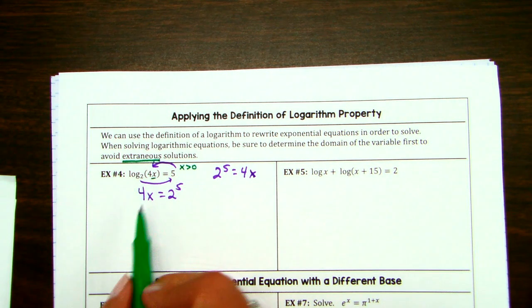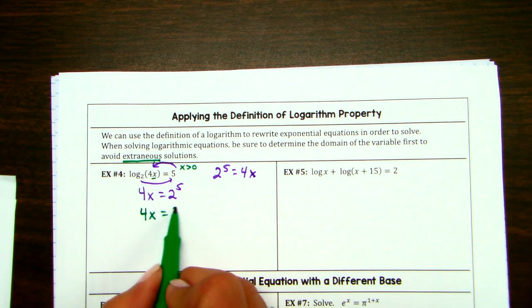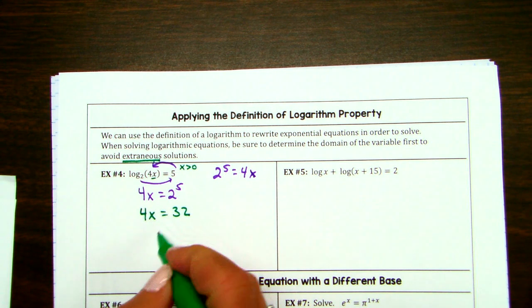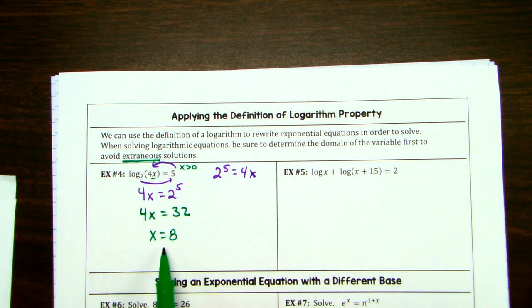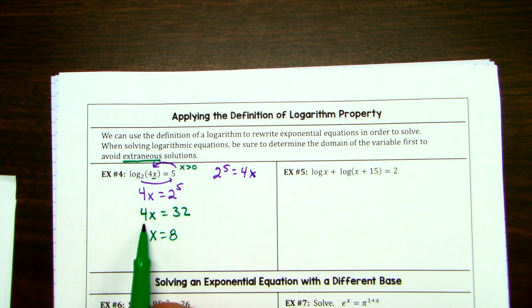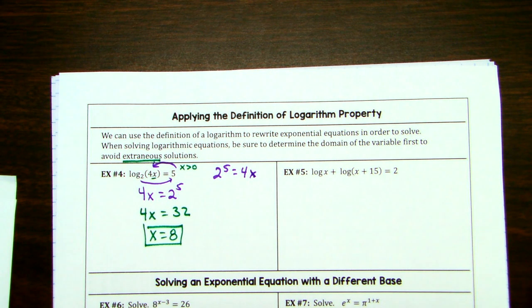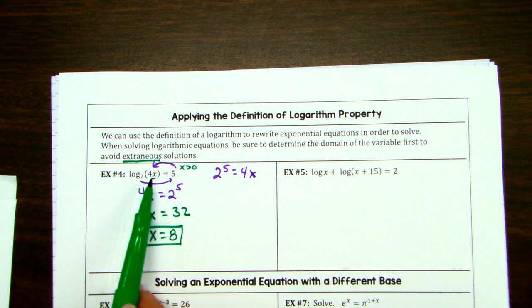Okay, now I'm going to keep going. 4x equals 32, divide by 4, and x is 8. Is x extraneous or is it good? Good. Perfectly fine. If that were a negative 8 for whatever reason, I would say no solution, right? Because if I had a negative 8, that would have made a negative 32 there, and that would not be okay. But I didn't get any extraneous solutions in that problem.